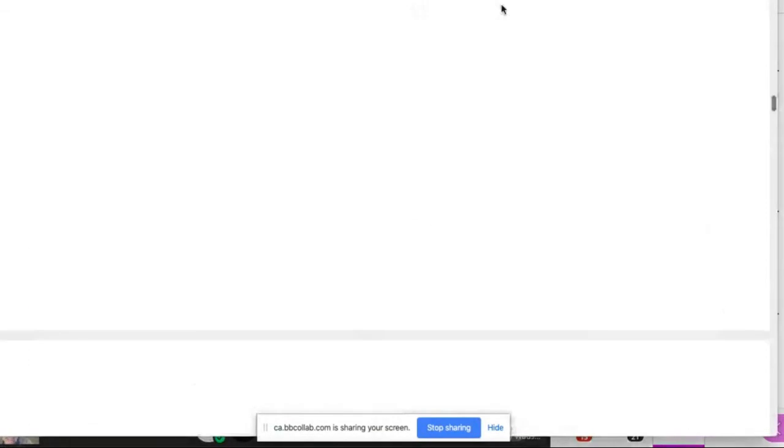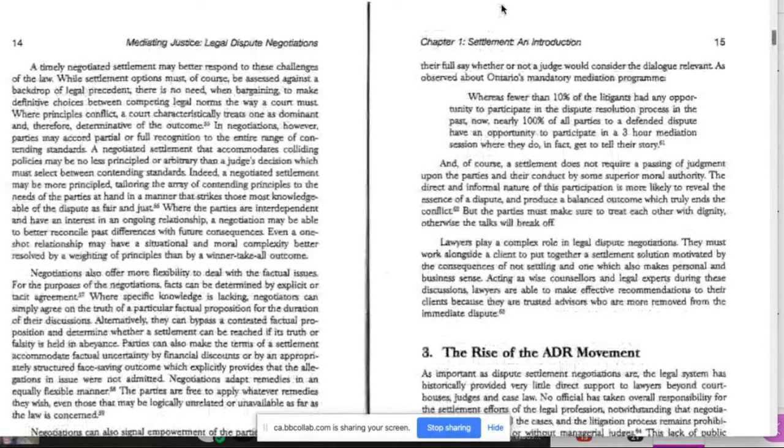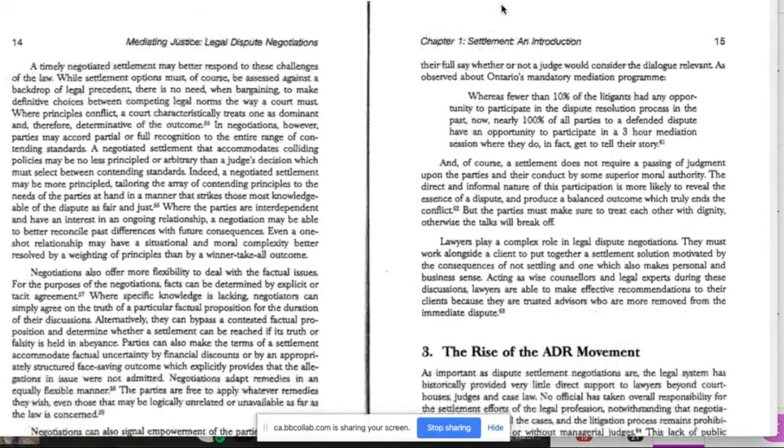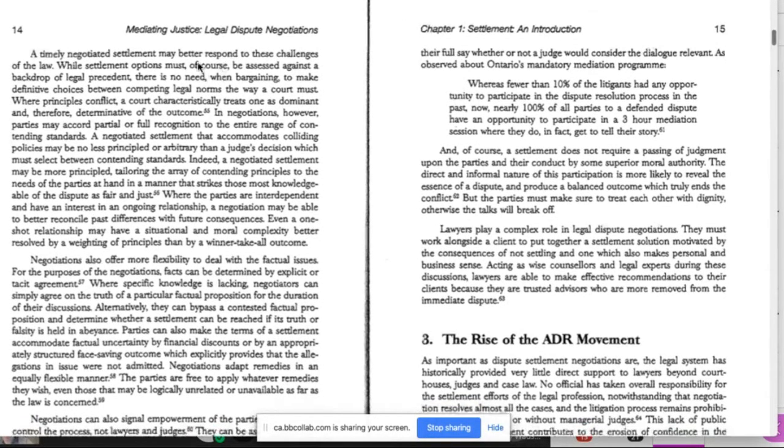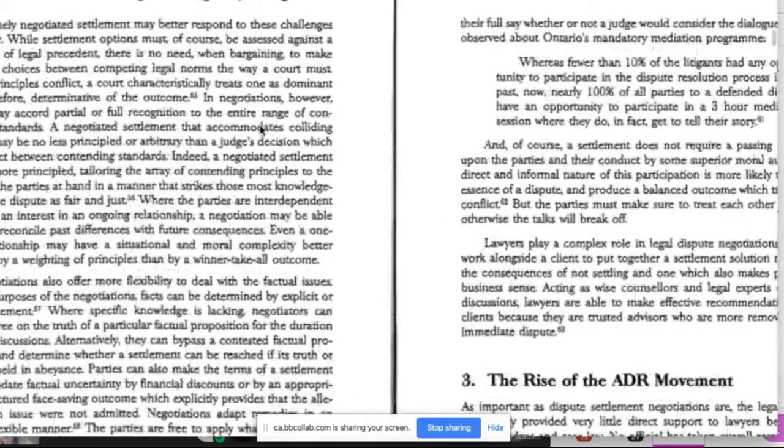Another thing that Adams mentions is this idea that in litigation, parties are driven to take inconsistent and diametrically opposed positions on factual disputes, right? But he talks at page 14 about how when you're negotiating a resolution, you can bypass a contested factual proposition and determine whether a settlement can be reached if its truth or falsity is held in abeyance.